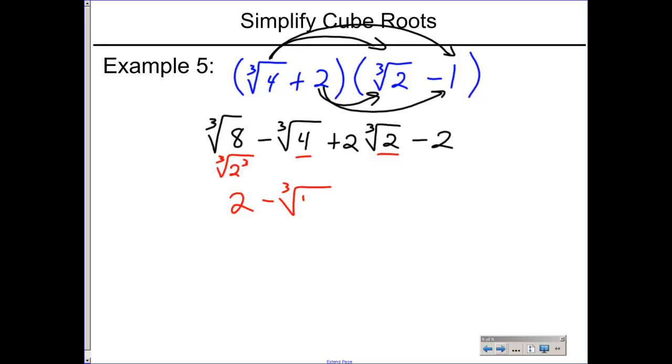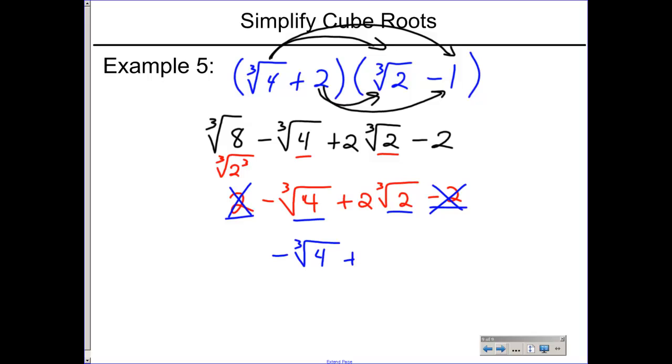3 and 4, cube root of 4, plus 2 cube root of 2 and minus 2. This and this are like terms, so 2 minus 2 is going to give you a 0, so they basically just drop out of the problem. However, these two are not like terms. They have to have the same number under the radical sign, and they don't have that here. So the cube root of 4 and the cube root of 2 are not considered like terms. So the best way to express this is just to call it the negative cube root of 4 plus 2 cube root of 2. And this becomes your final simplified answer.